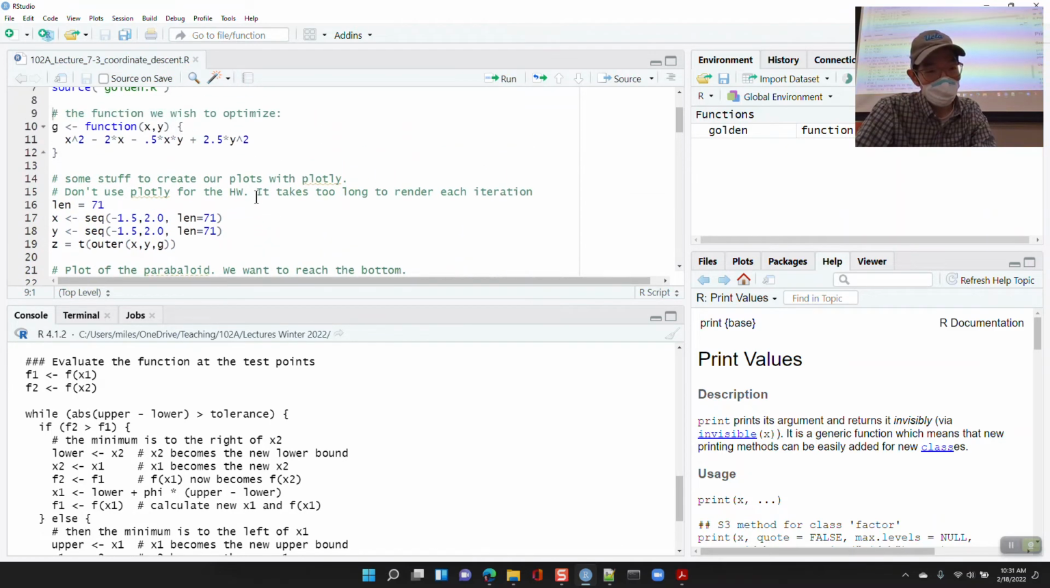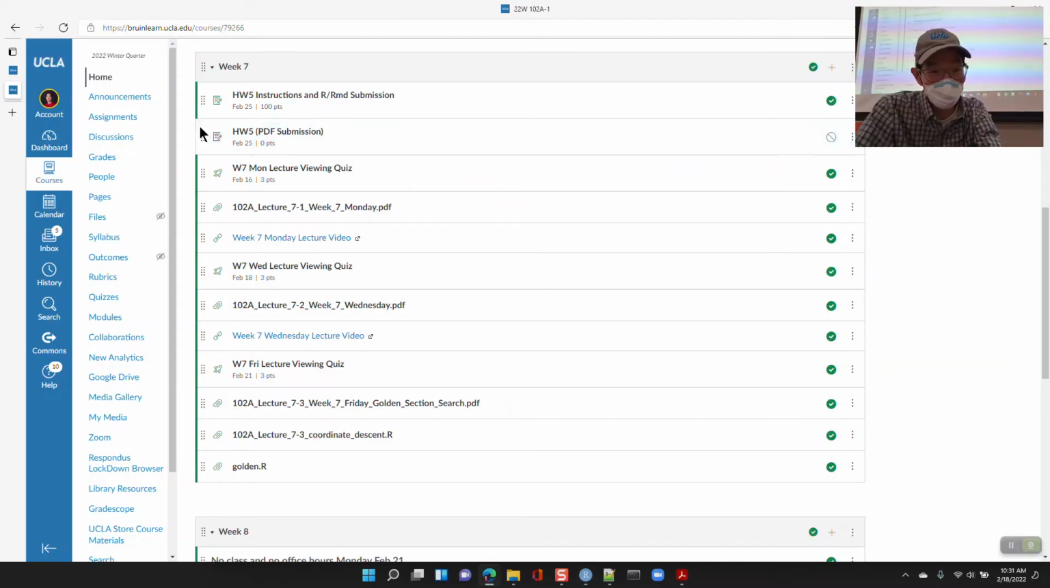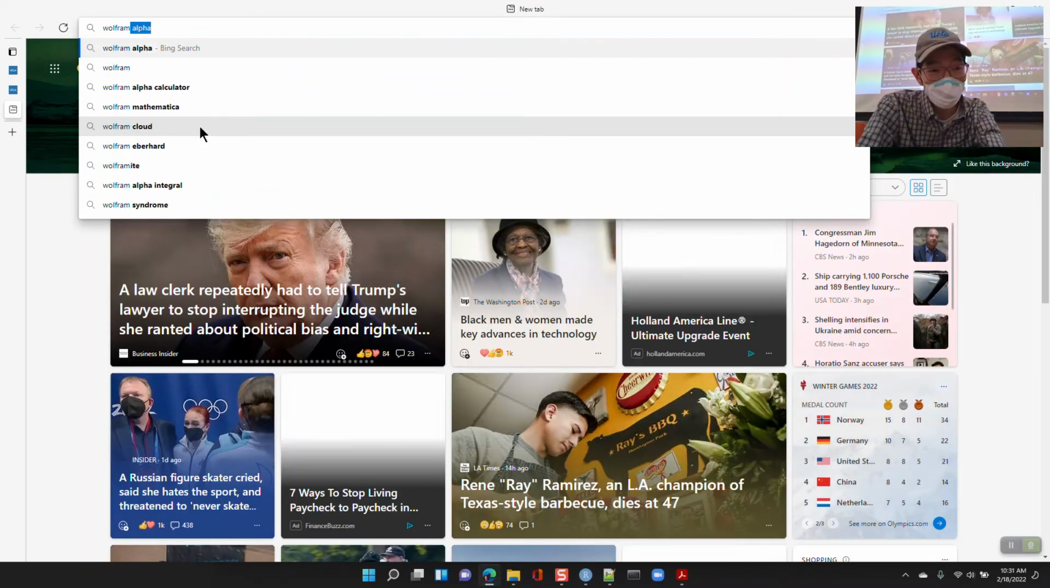This is the function that I wish to optimize. It's a two-dimensional function, a function of x and y. It's x squared minus 2x minus 0.5xy plus 2.5y squared. Let me just show you what this looks like. Let's go to Wolfram Alpha.